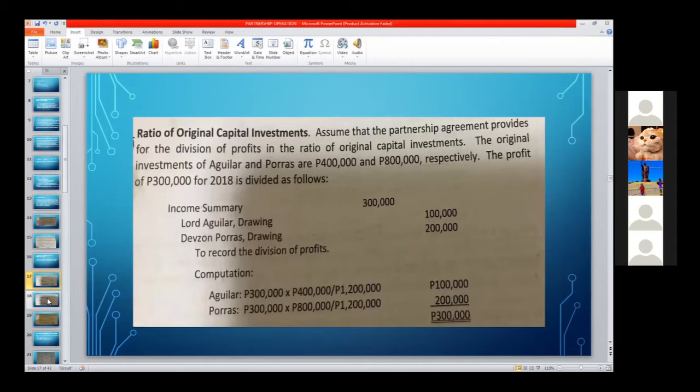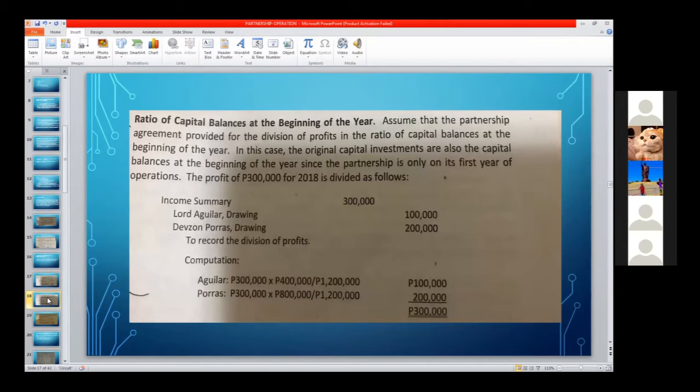So, kailangan para malaman mo kung tama yung computation mo, dapat magto-total yung dun sa profit mo. So, kita naman na yung profit dito, which is yung 300,000 na given, then nung in-add mo yung 100 saka 200, same yung lumabas, which is yung 300,000. So, next slide na po.